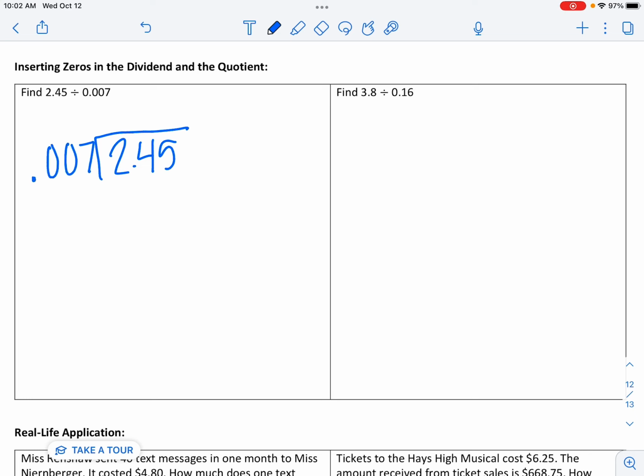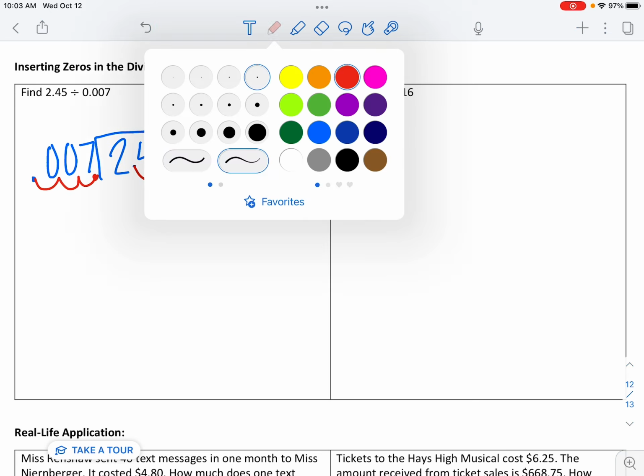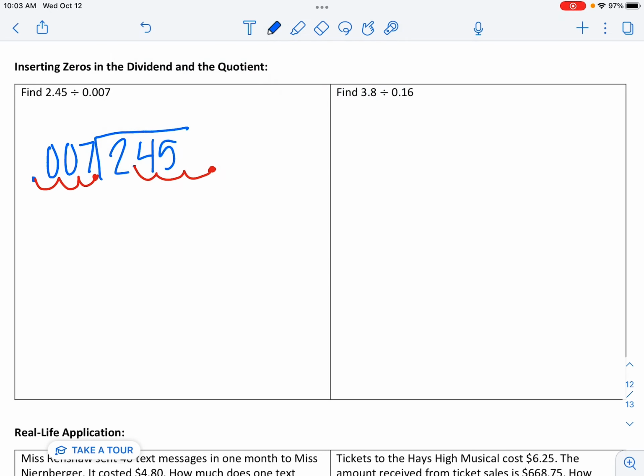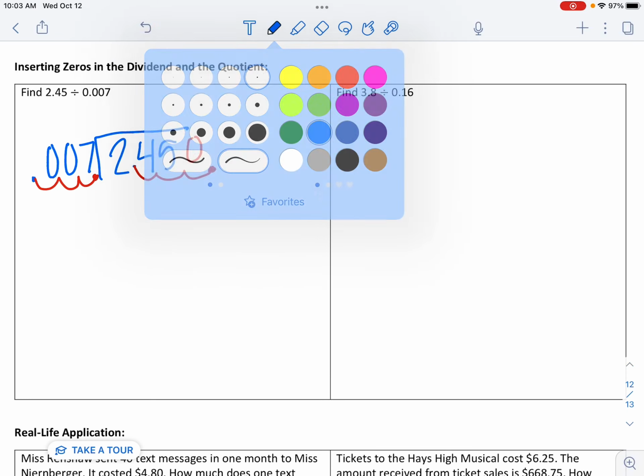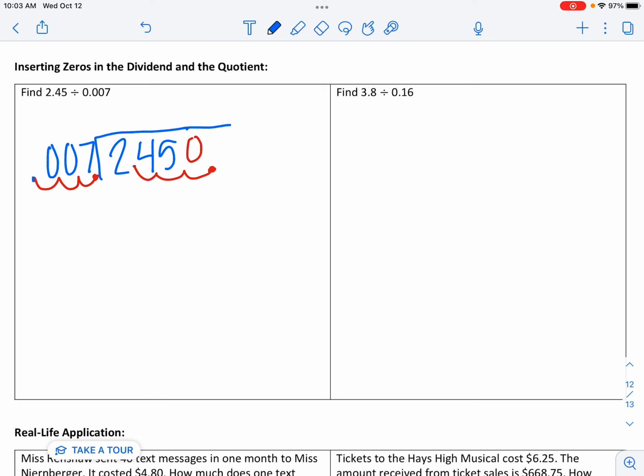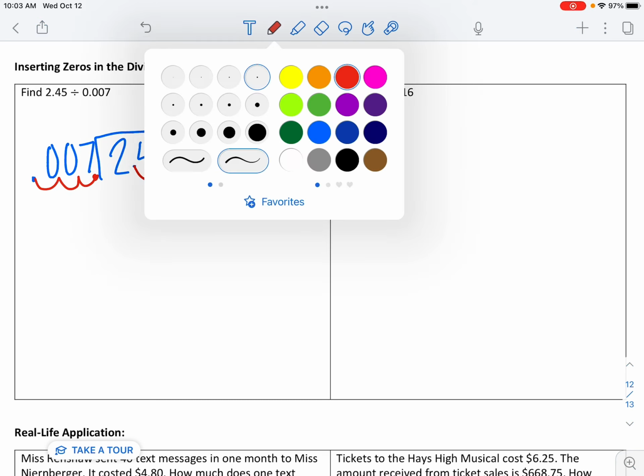0.007. Okay, so this time I need to figure out how many times I'm going to move my decimal point. I need to move it 1, 2, 3 to make it a whole number. So that means I need to move this one 1, 2, 3 as well. If there's a space like this, you have to add a 0. So it's going to look like this. Right now this is 2,450 divided by 7. And then my decimal point goes straight up after the 0, and we divide.